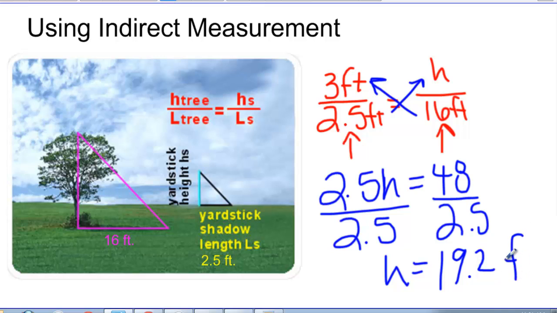So now I know that the height of my tree is 19.2 feet, and I can make a decision about whether or not I should cut it down or not, or whether or not I need to climb up and cut off the top of the tree first.